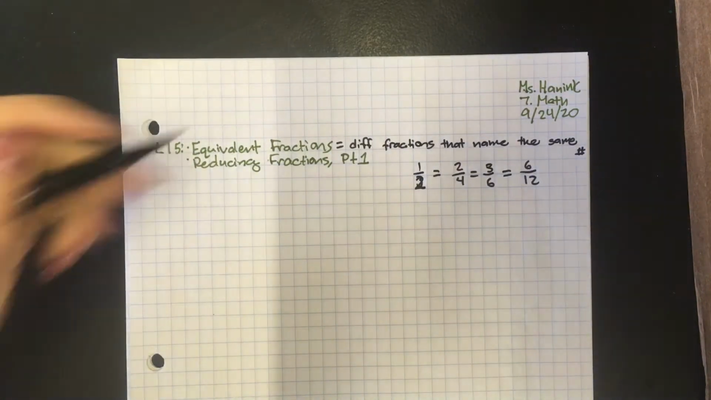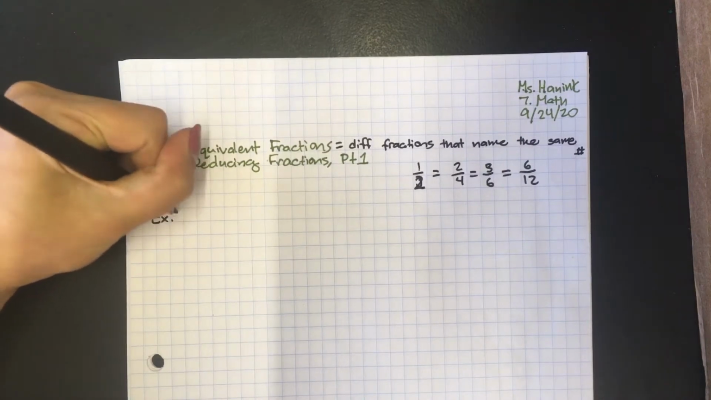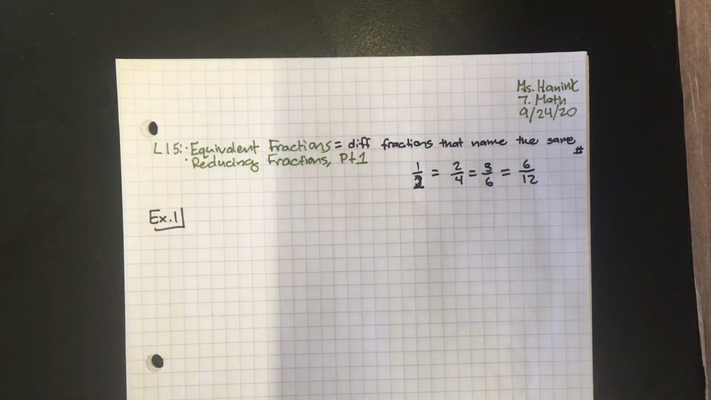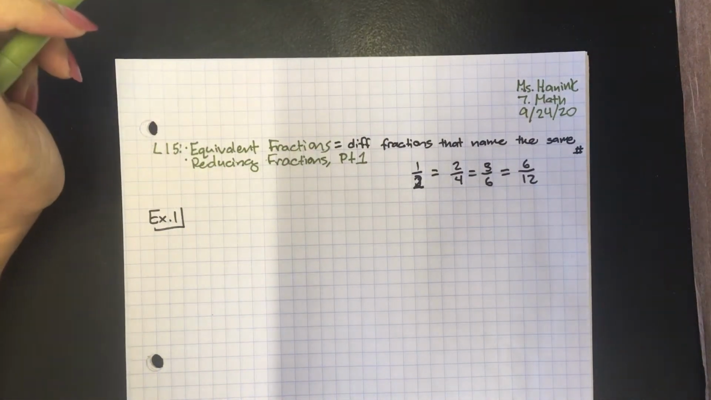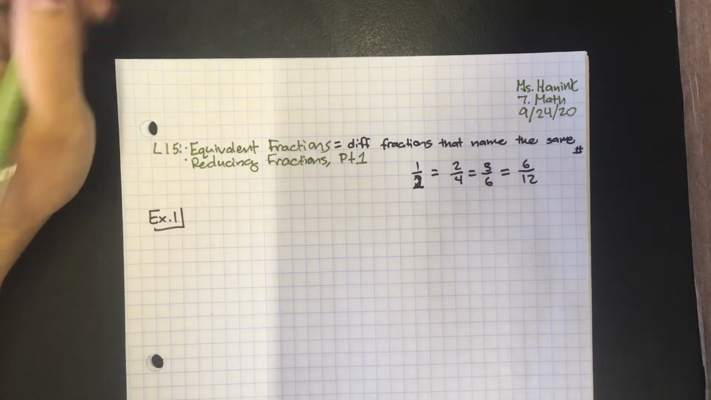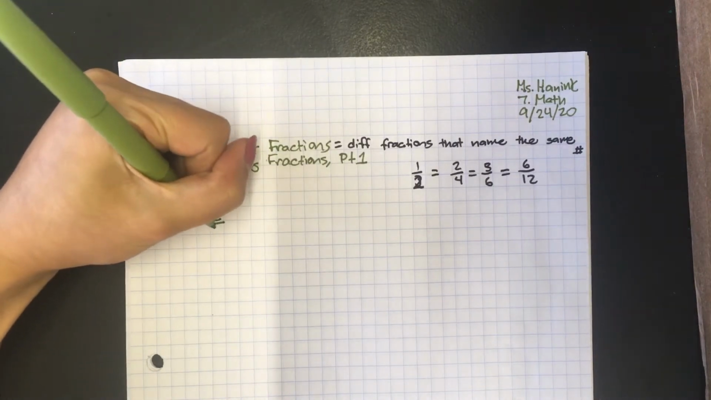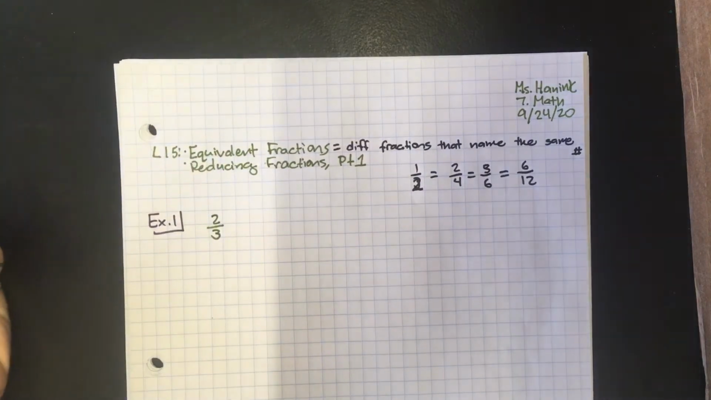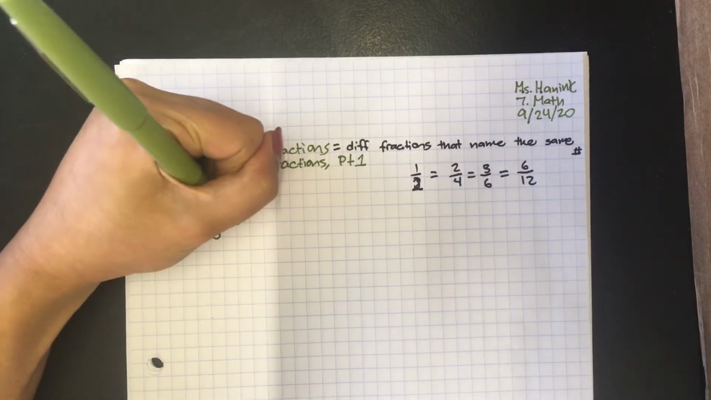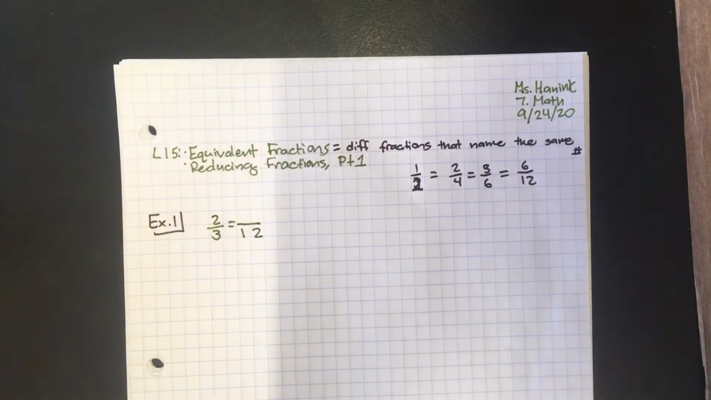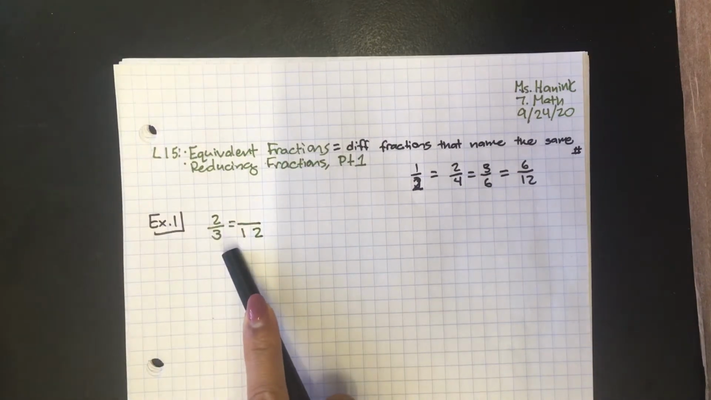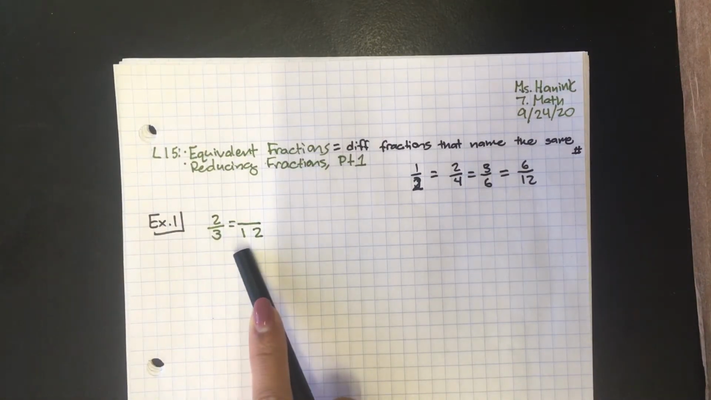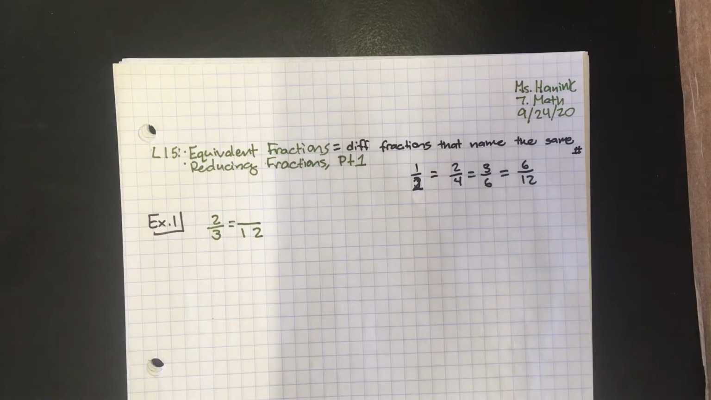So for example 1, it says find an equivalent fraction for 2/3 that has a denominator of 12. So in other words, what are we going to multiply 3 by to get 12? Answer on Edpuzzle.